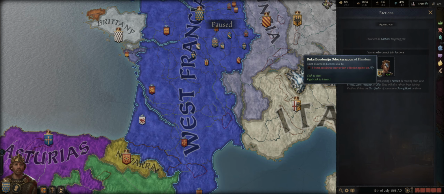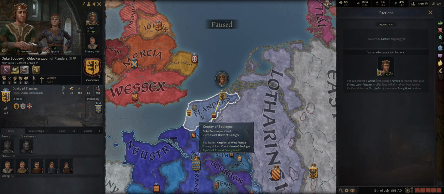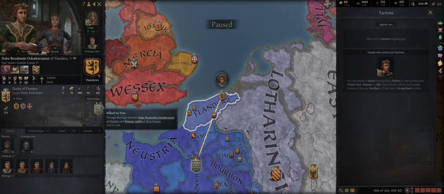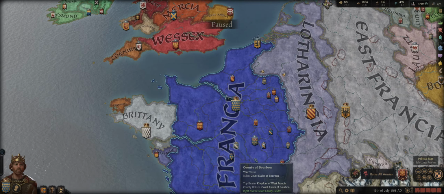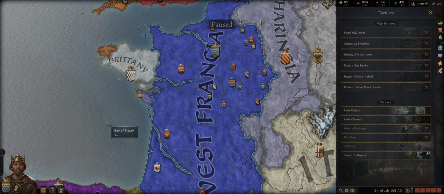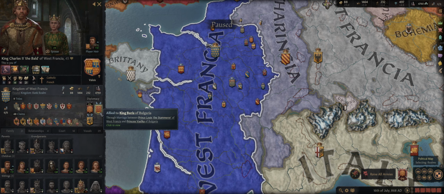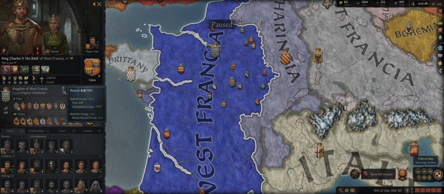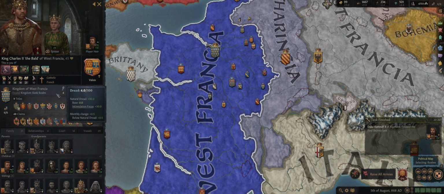Ways you can prevent characters from having a faction with us is A, if they are your ally. In this case, we have an alliance due to marriage, as you can see here. If you have a strong hook on someone, they cannot join a faction, and if they are terrified of you, they can no longer join a faction as well. As you can see, our dread is ticking nicely.